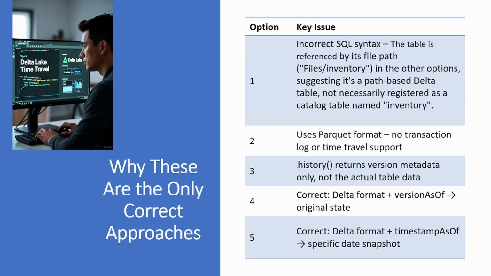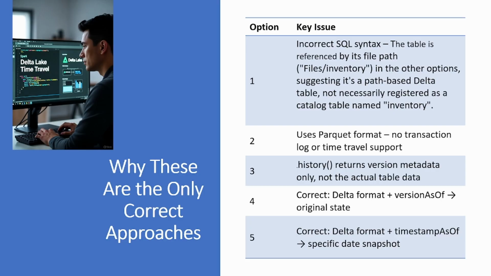Option 2 tries to use version as of, but on Parquet format. Parquet by itself has no idea about versions or time travel. That's all added by Delta Lake. So even though the option name is right, applying it to plain Parquet won't do anything useful.